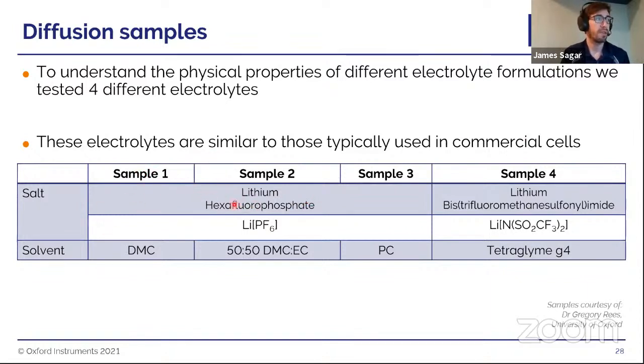So 3 of the samples used a lithium hexafluorophosphate lithium salt, and we had 1 sample that was dimethyl carbonate, 1 sample that was a 50-50 mix of dimethyl carbonate and ethylene carbonate, and a 3rd sample that was in propylene carbonate. A 4th sample was TFSI in tetraglyme, typically a much more viscous polymer, almost liquid polymer electrolyte, which is used in some new battery formulations, particularly ones with maybe a lithium anode.